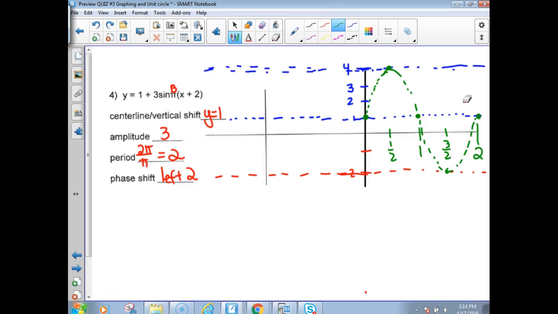And then the phase shift is left 2. So I'm just going to put -2 right there. Half of that, -1. Then this would be -1/2 and -3 halves. And then I'll just back the whole entire graph backwards. And it would look like this.